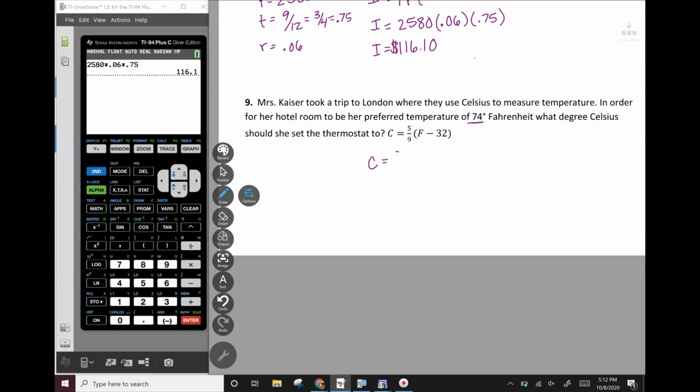So all we have to do is plug that 74 into the equation. Okay, so 5/9 times 74 minus 32. Okay, so I'm going to put approximately 23 degrees. Approximately 23 degrees Celsius would be the correct temperature in London. All right, that's it.